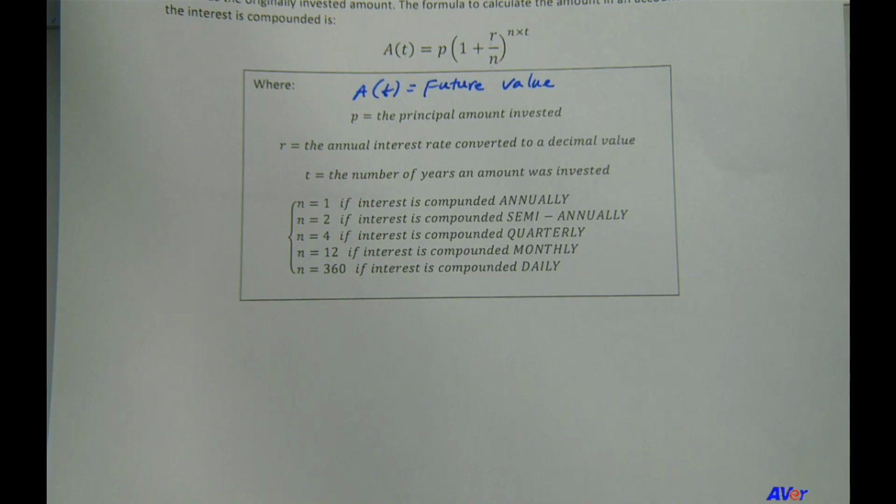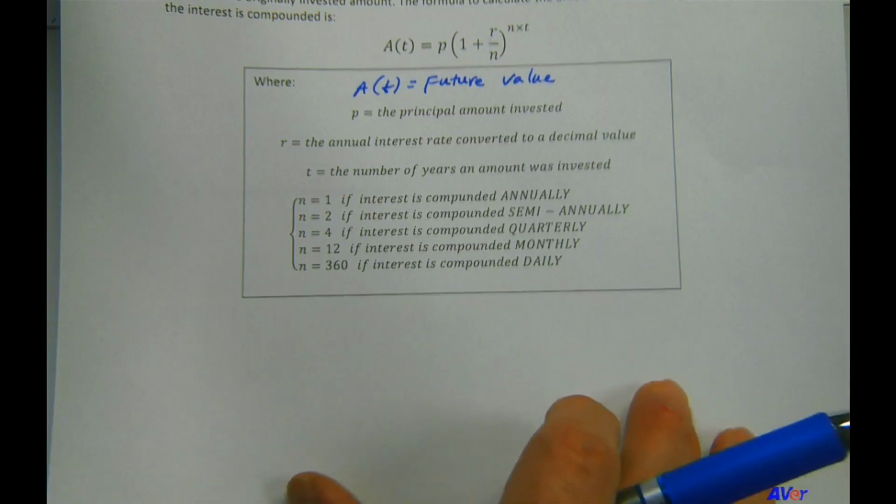What's important for me is that you understand at this point that we're not going to use 365 for daily compounding of interest. We're not going to use 365. We're going to use 360. We're going to stick to the proper business practice, which is n equals 360 when we have daily compounding of interest.